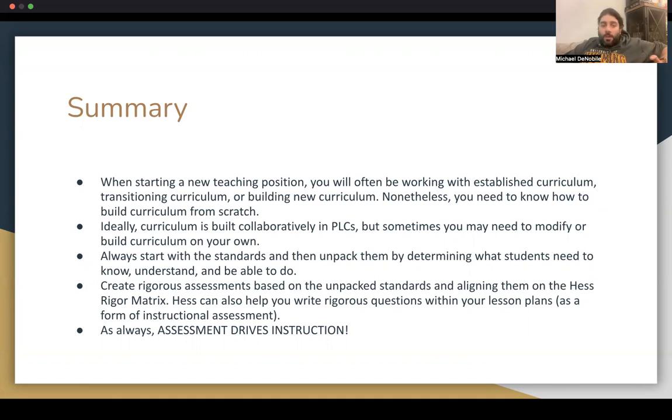The whole point of unpacking the standards is determining what type of assessments we need to get to those standards. Because once we determine the type of assessments that we need to do, then we're able to instruct our students to get there.